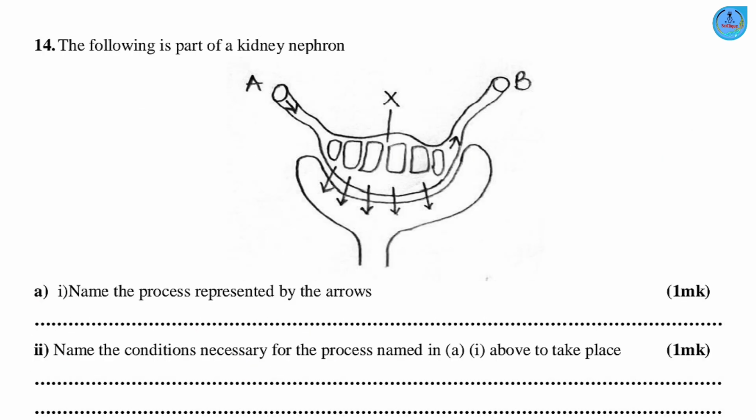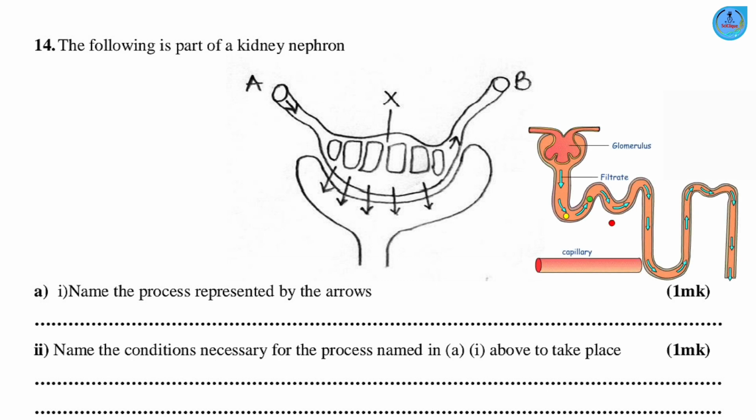Question number 14. The following is a part of a kidney nephron. A, Roman 1, name the process represented by the arrows. Okay, so this is our nephron. That is the nephron the way it is. It's the basic functional unit of the kidney.